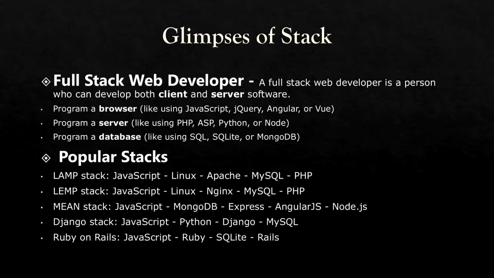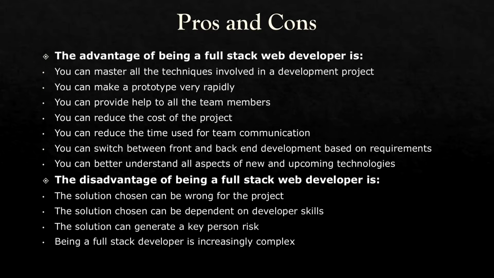They program a browser using JavaScript, jQuery, Angular, or Vue. Program a server using PHP, ASP, Python, or Node. Program a database using SQL, SQLite, or MongoDB. Some of the popular stacks are LAMP stack, LEMP stack, MEAN stack, Django stack, Ruby on Rails, etc. And here are the advantages and disadvantages of a full stack development.